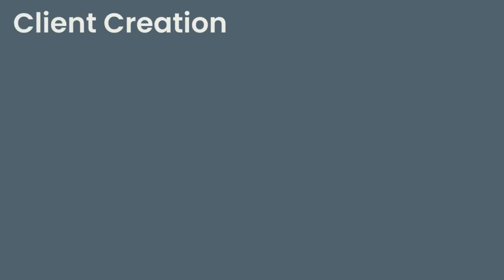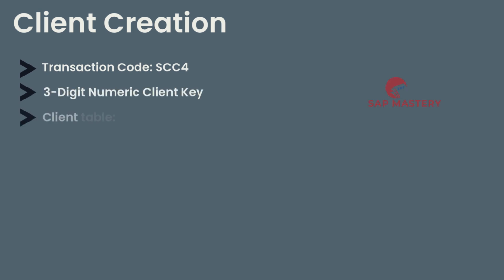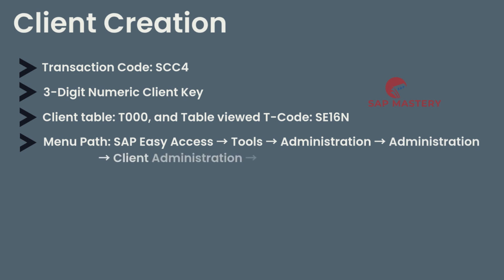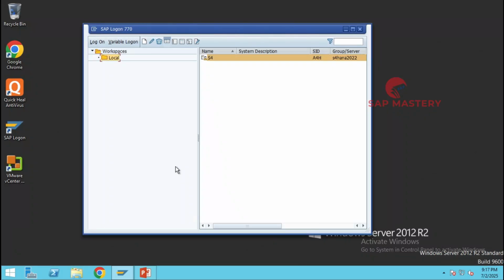Client creation. Transaction code, SCC4. 3-digit numeric client key. Client table, T000, and table view T-code, SE16N. Menu path, SAP Easy Access. Tools. Administration. Then administration. Again client administration. And SCC4, client maintenance. I will demonstrate to you on the SAP system how to create a client and what the settings are under a client. Now I will show you the client settings in the S4HANA system.